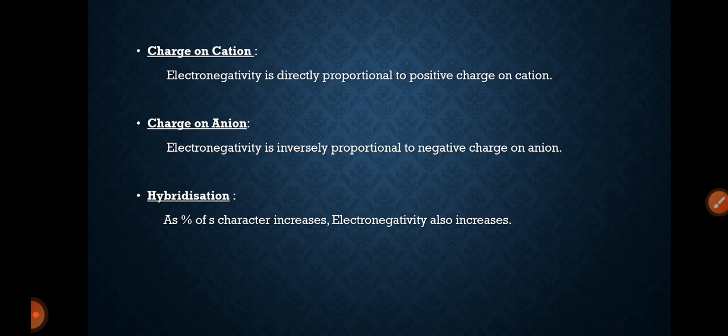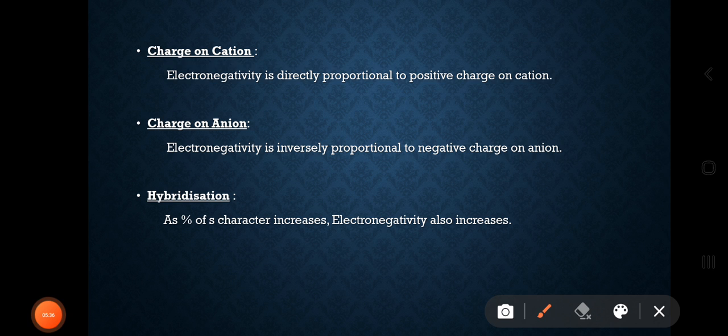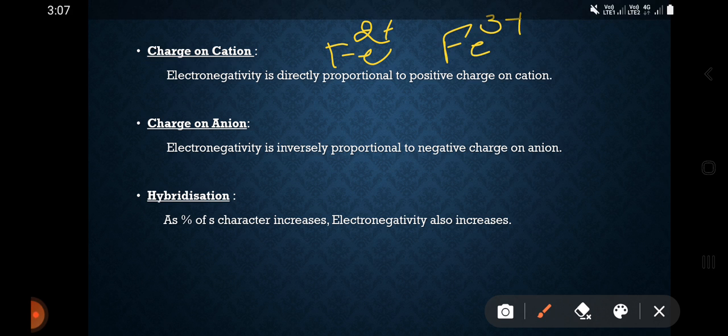Next, let us go to the charge on the cation. Now consider the example of Fe2+ and another one, Fe3+. Tell me which will attract the electron very readily.